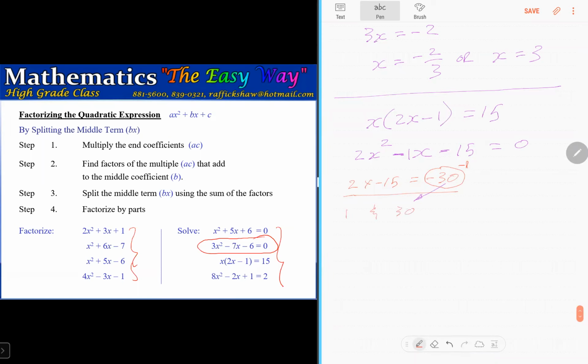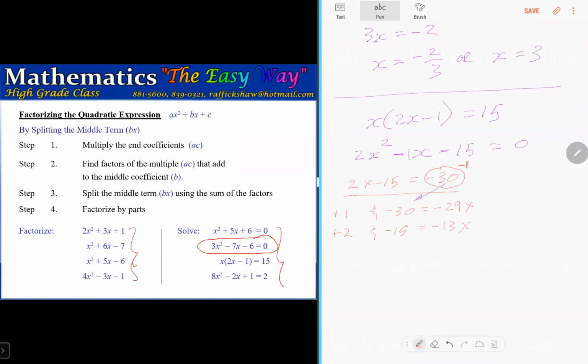Since you want factors of a negative number, one will be positive, one will be negative. Give the larger one the sign that you want. So the larger one negative and the smaller one positive. But 1 minus 30 is negative 29. You don't want negative 29, you want negative 1. That won't work. So go to the next two factors of 30, which are 2 and 15. Give the larger one the negative sign and the smaller positive. But 2 minus 15 is negative 13. You want negative 1, so cross that out as well.